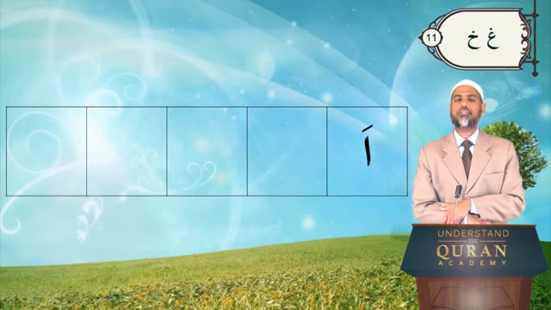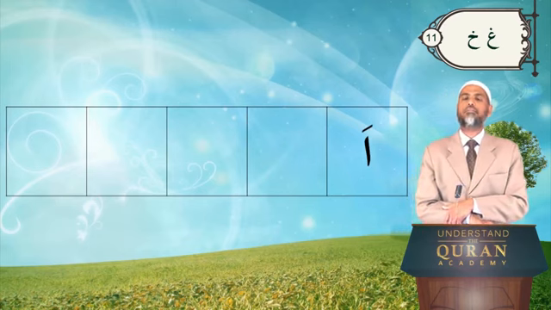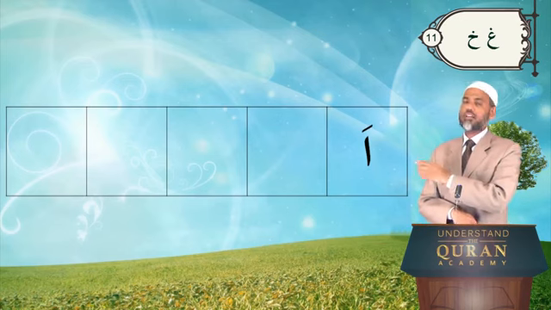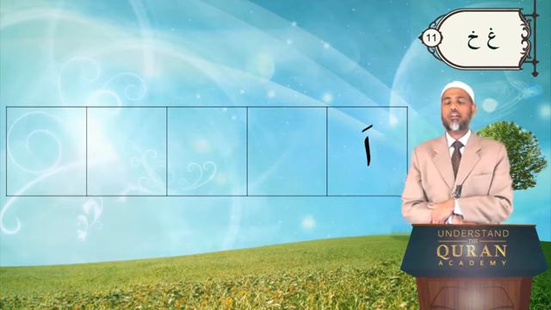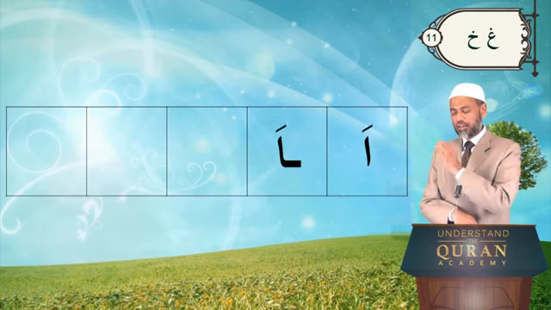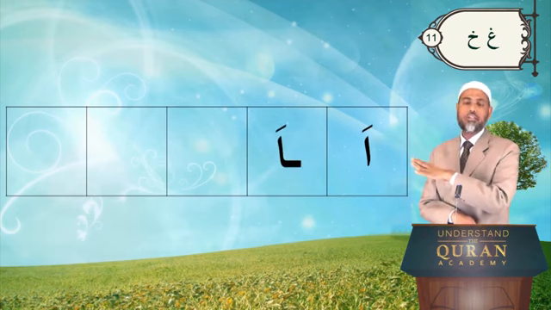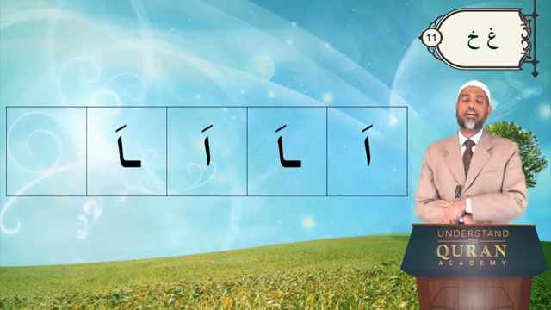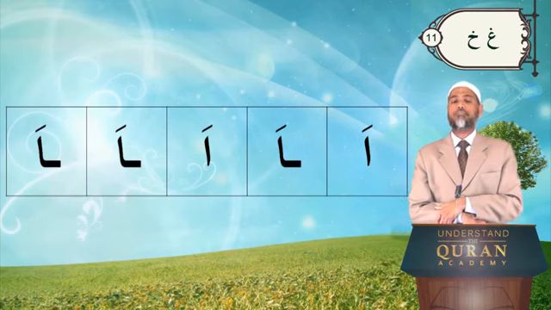Za. This is Hamza. Actually, Hamza is not shown in Indo-Pak prints, but whenever alif has fatha, kasra, any vowel sign, it becomes Hamza. Alif has a connector there, but this becomes Hamza. This is Hamza because it has fatha there.